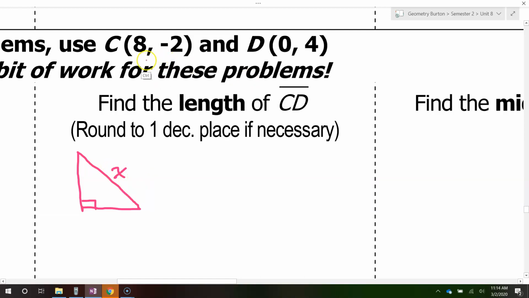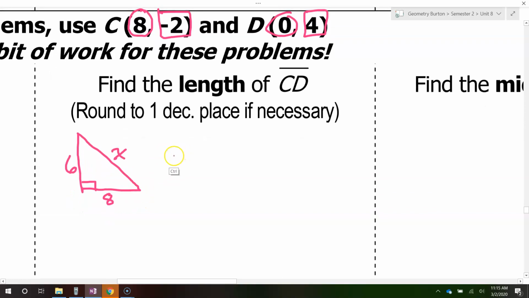So, look at the x values. We have 8 and 0. How far apart are they? They are 8 apart. Now, look at the y values. Okay, I've got the negative 2 and the 4. How far apart are they? They are 6 apart. All right, left 2, right 4, that's a total of 6.